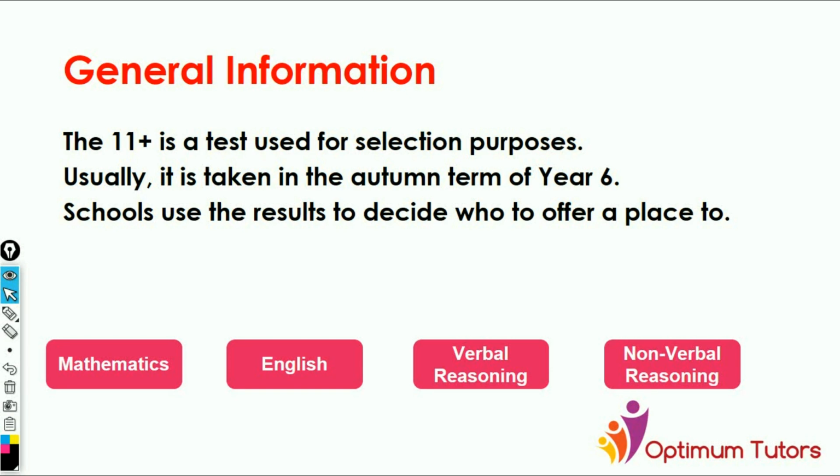Usually the examinations take place in the autumn term of year 6, and schools use the results of these 11 plus examinations to decide who to offer a place to. Okay, now the 11 plus examinations can be made up of several different components.